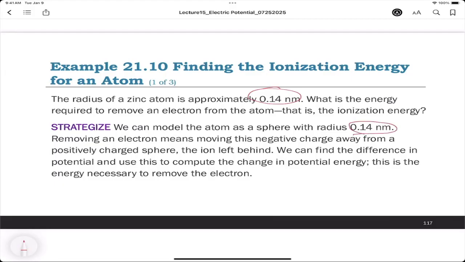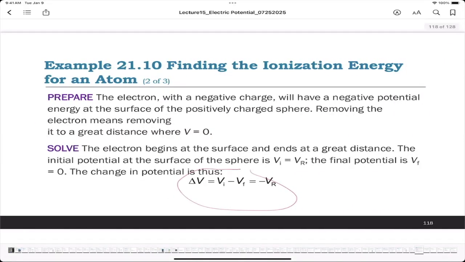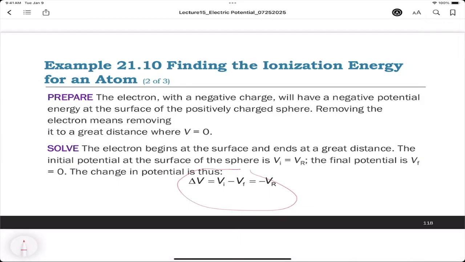Removing an electron means moving this negative charge away from a positively charged sphere, the ion left behind. We can find the difference in potential and use this to compute the change in potential energy. This is the energy necessary to remove the electron. The electron with a negative charge will have a negative potential energy. This is obvious. At the surface of the positively charged sphere, removing the electron means removing it to a great distance where V equals 0.